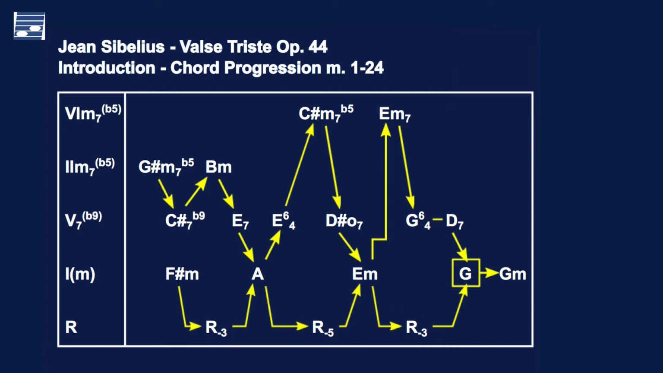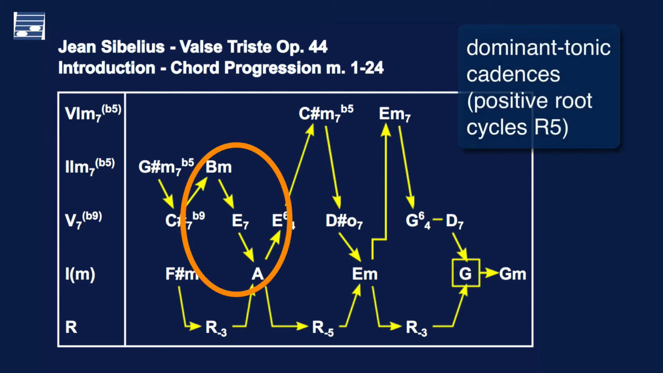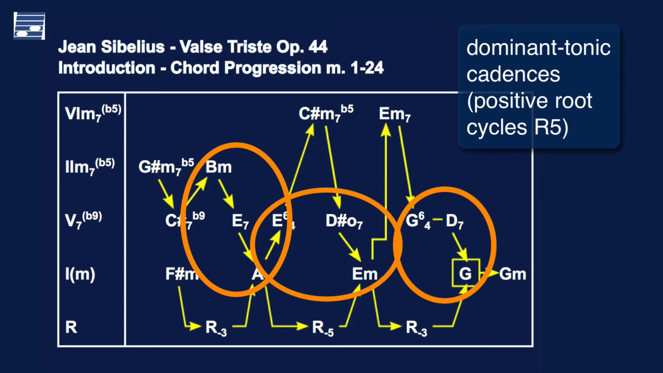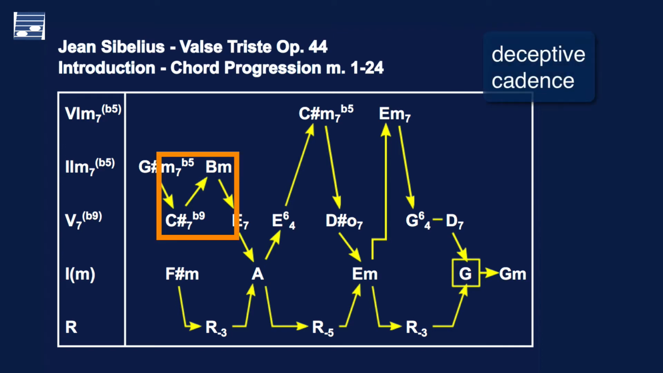We may follow the yellow arrows in the upper half to see the full set of chords. This path includes 3 dominant-tonic cadences with positive root cycles R5, R5 to 1. The first local tonic, F sharp minor, actually is never reached since there is a 5 to 4 minor deceptive cadence at the start.